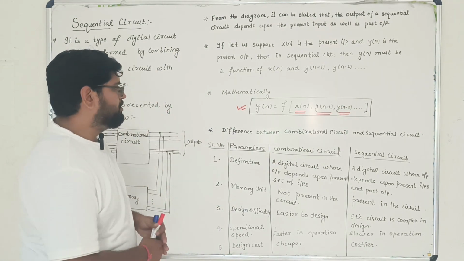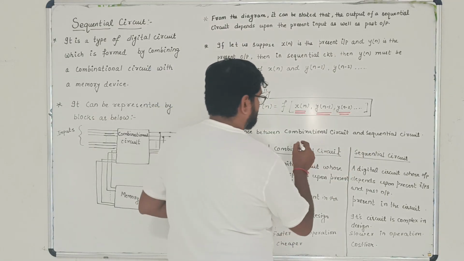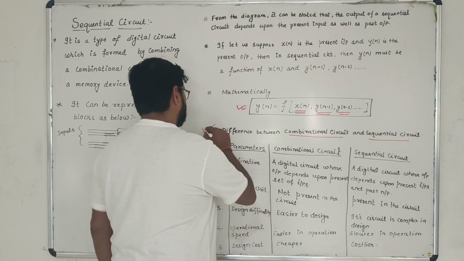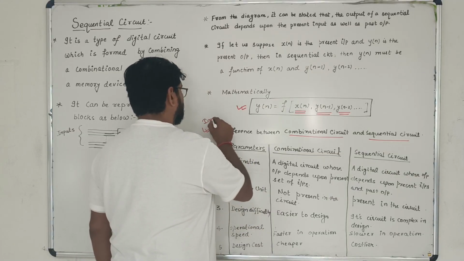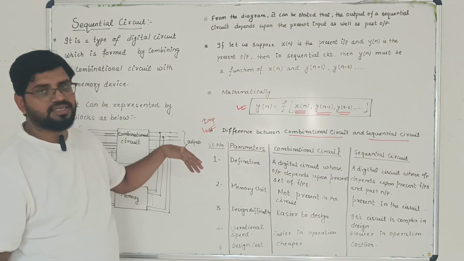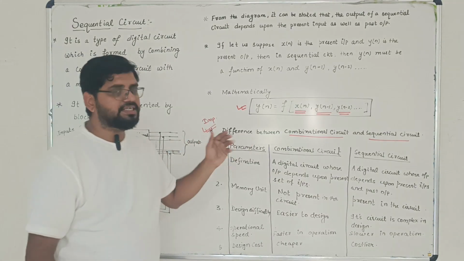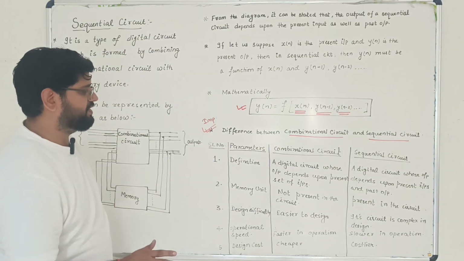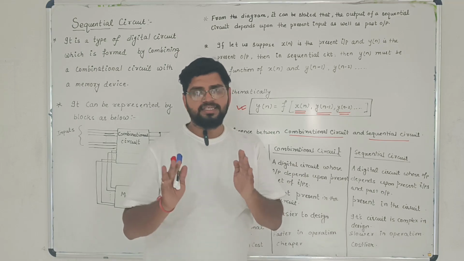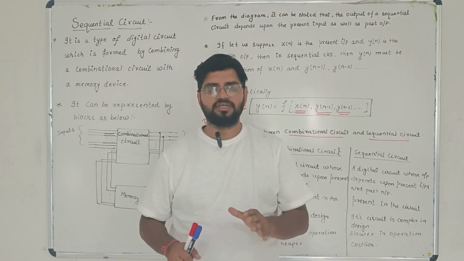Now after that, we'll learn about the differences between combinational circuit and sequential circuit. This is the most important question, majorly asked in various types of examinations, whether semester examination or any other examination you are appearing for. So what is the difference? The first difference is the definition. What is the definition of a combinational circuit? It is a circuit whose output is only dependent on the present set of input. We know it.